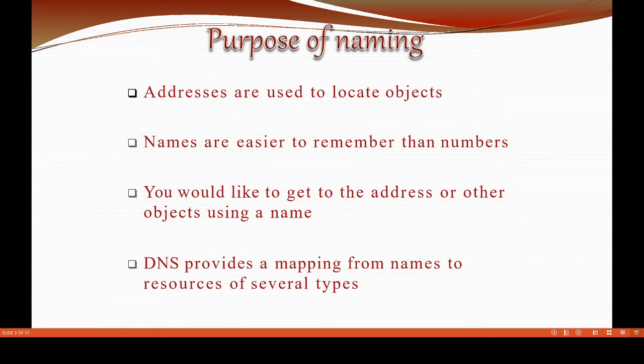For example, www.google.com. Google's IP address is very different, and we can't remember the IP address of Google. So that's the purpose of naming. We would like to get to an address or other object using a name. The number of objects we will discuss in the coming slide. DNS provides a mapping from names to resources of several types. The number of mappings we will discuss on the next slide.